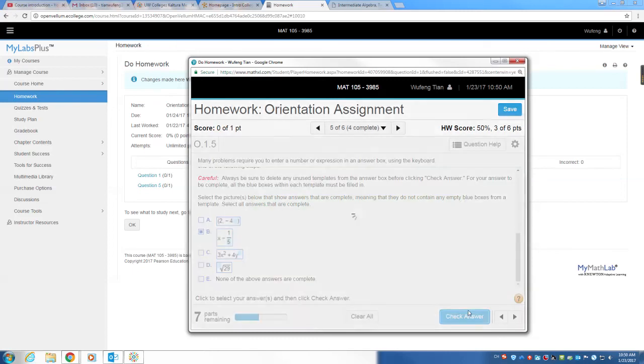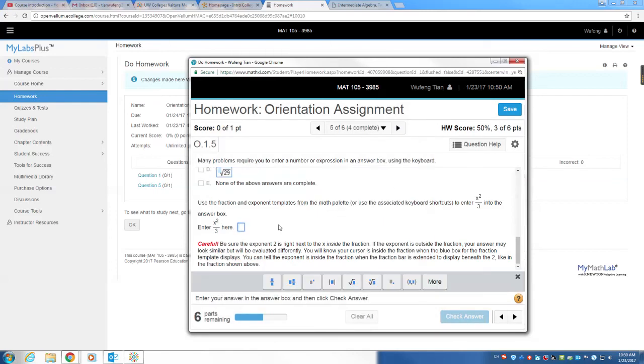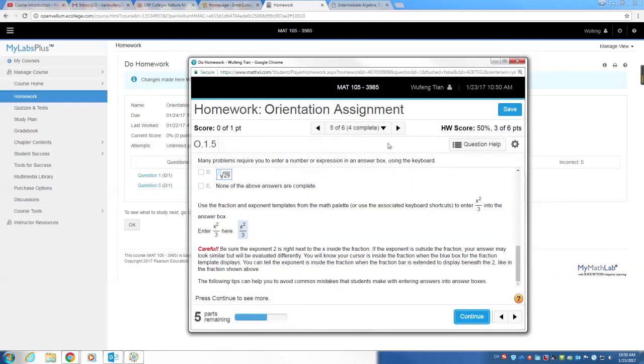This is not. So only B is a complete answer. So enter x squared over 3 here. You can do x, Shift up. Or if you don't know how to do x, you can do x to here, square, and then press the right arrow, and then divide it by 3. Or if you don't know how to do that, use the computer to do that. You can just do this: x, then square, then 3. Okay. So we are okay.